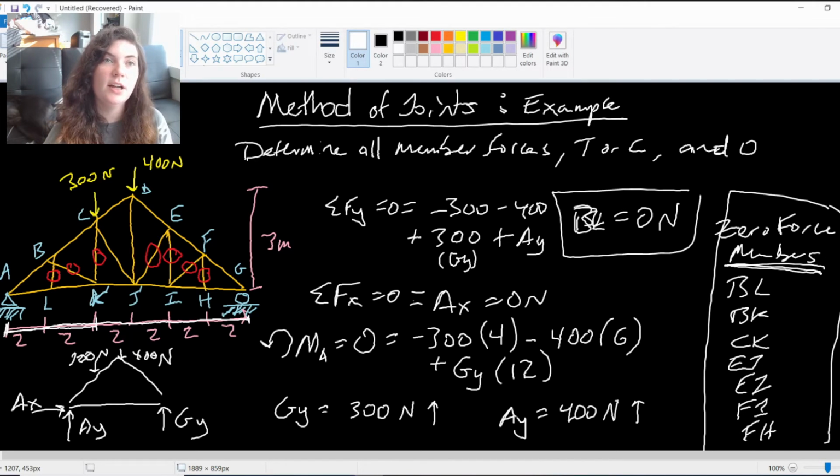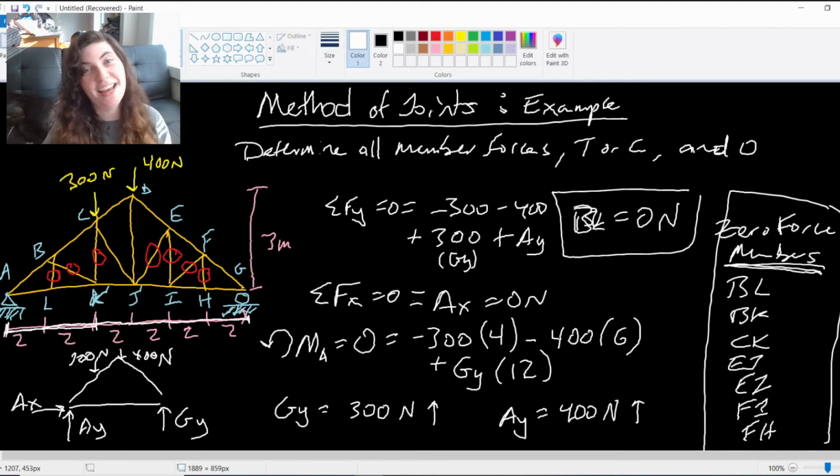So easy enough. Now, even though my question didn't ask me to solve for any of these reaction forces, I need them so that I can start solving this by method of joints, so that I can pick a joint to start with. In this case, it's going to be either A or G. Pick one of those joints to start with, and then do my equilibrium equations for each joint going down the truss until I solve for every single member.